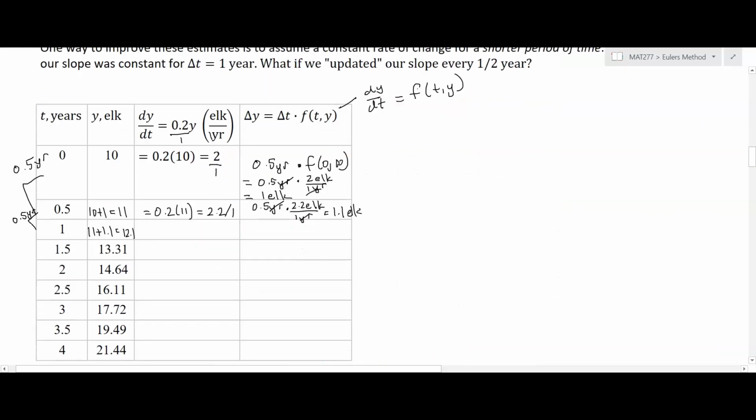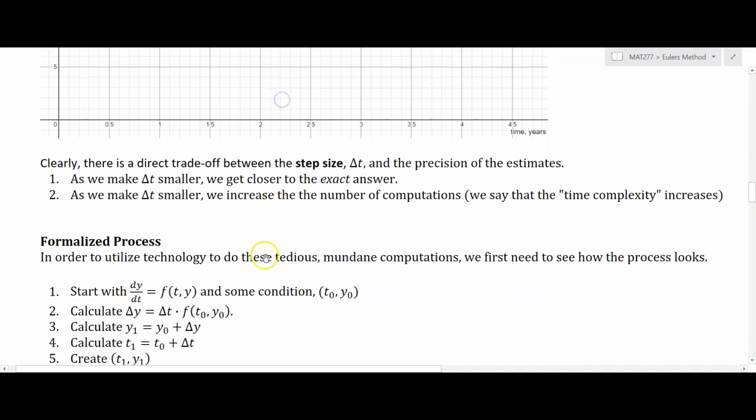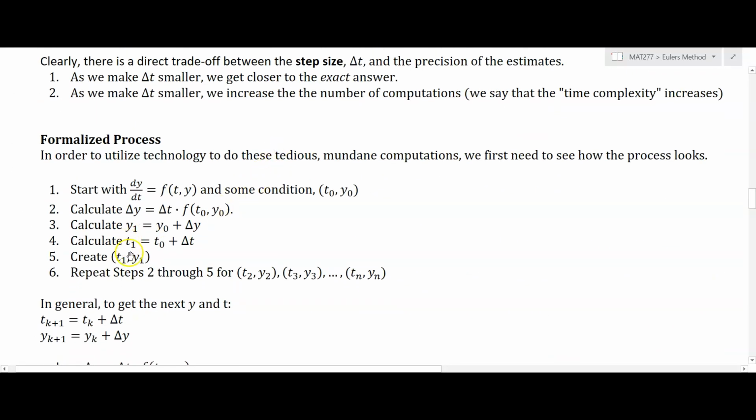Those two processes are described here in steps 3 and 4. The next y value is the previous y value plus the change in y. The new t value is the current t value plus the change in time. So now we have the ordered pair. We put these two values together, and we have that new ordered pair that we can now graph. We repeat this cycle from steps 2 through 5.